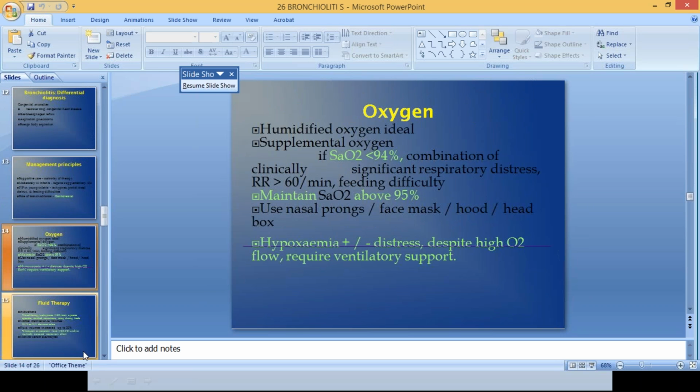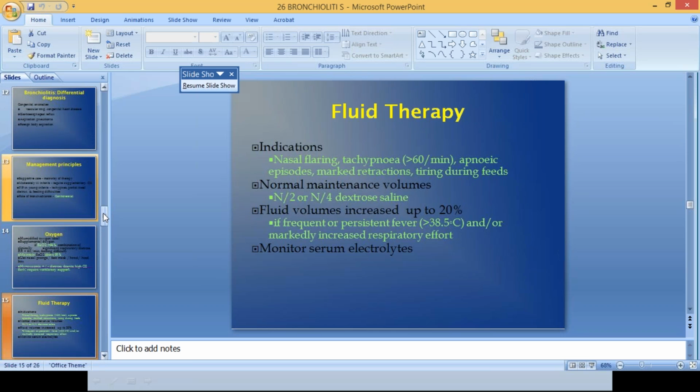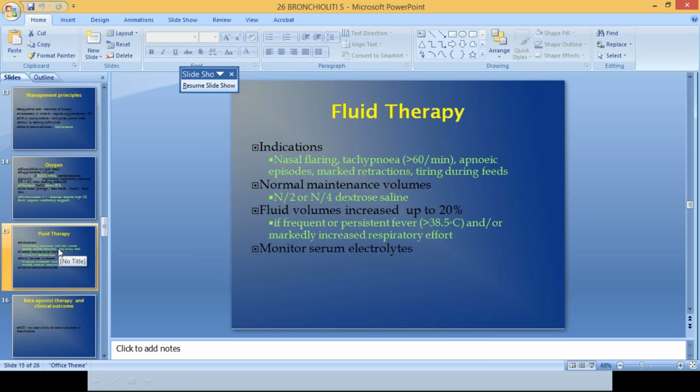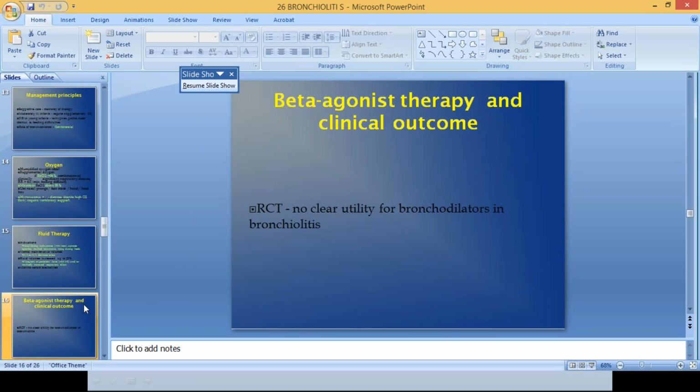The management part is the same, like oxygen. We already discussed humidified oxygen should be ideal, and if the saturation is less than 94% in combination with respiratory distress, one has to provide oxygen and maintain it above 95%, followed by fluid therapy because severe dehydration is always dangerous to the baby. So maintain fluids like normal maintenance fluid. Fluids can be increased up to 20% if the child has persistent fever or markedly increased respiratory effort, to prevent insensible water losses, and monitor serum electrolytes.